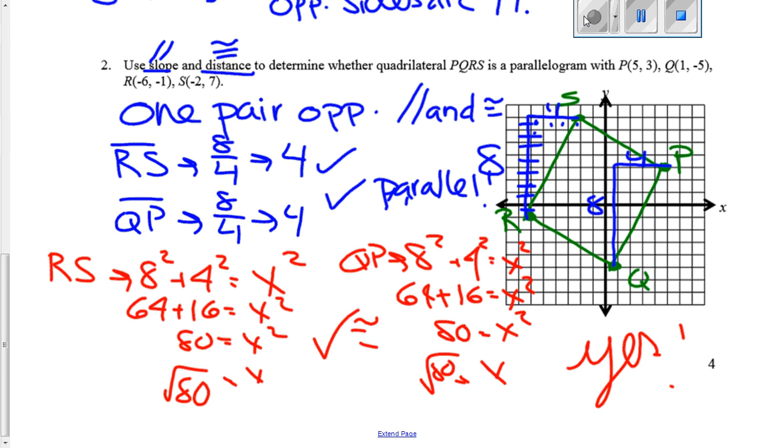All right, take a look. It is indeed a parallelogram. Why? Because I proved that RS and QP are both parallel and congruent.